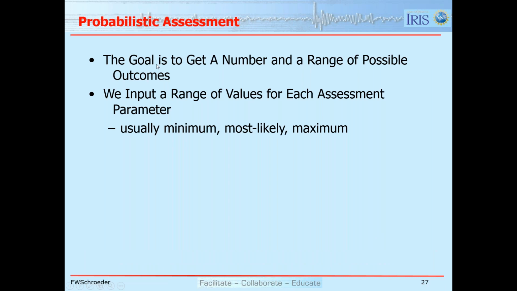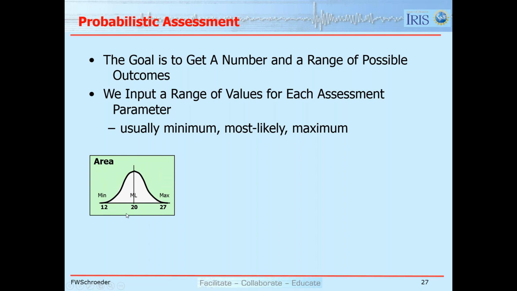So in our probabilistic assessment, we want to get a number with a range of possible outcomes. And so what we do, we input a range of values for each of the assessment parameters. Usually what we'll put in is what's the minimum value, what's the most likely value, and what's the maximum. So one of the assessment parameters is the area of the possible hydrocarbon field. In this case, the most likely we said was 20 square kilometers. It could be as small as 12 square kilometers. It could be as large as 27 square kilometers.